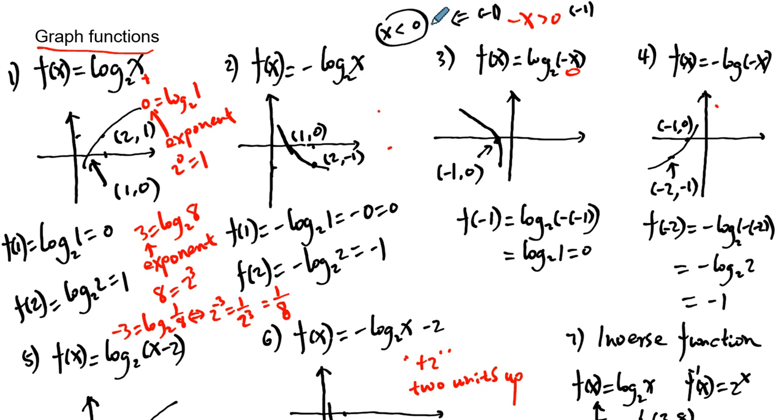Your x is less than 0. So you have to choose all the negative values. For example, you may plug in negative 1 here. Negative negative is positive. So then you have log base 2 to the 1 is 0. So basically it's this point. That means this graph is flipped based on the y-axis. This picture is flipped based on the x-axis.